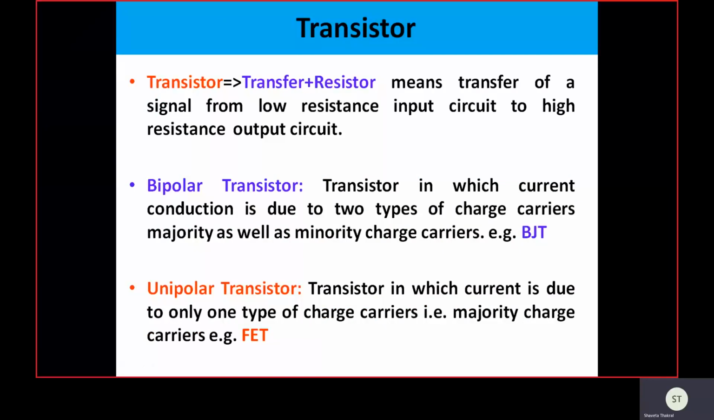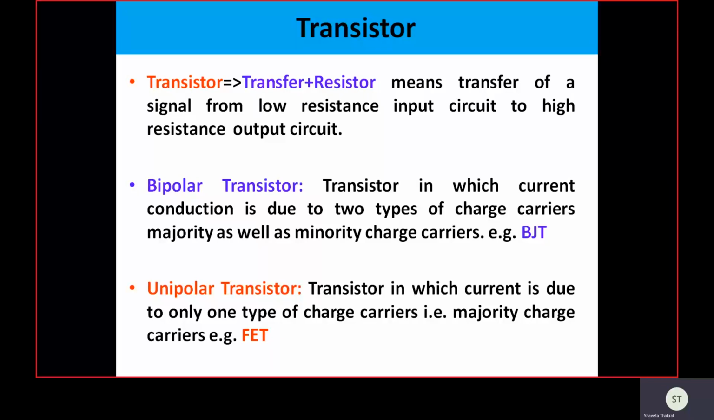The next device under discussion is the transistor. Transistor consists of two words, transfer plus resistor. Transfer means there is a transfer of signal, and resistor means on the input side the resistance is considered to be low, and on the output side the resistance is considered to be high. So when a signal is transferred from a low resistance input circuit to a high resistance output circuit, the signal gets amplified. So what is the basic role of the transistor? That is to amplify the signal. Amplification means boosting up of a signal, that is, making a weak signal a strong signal.